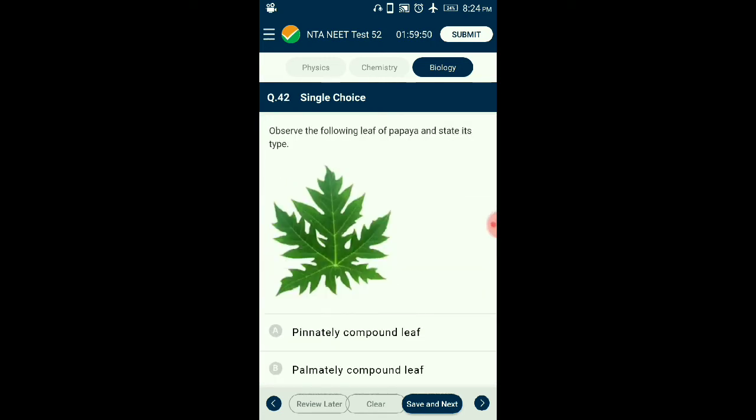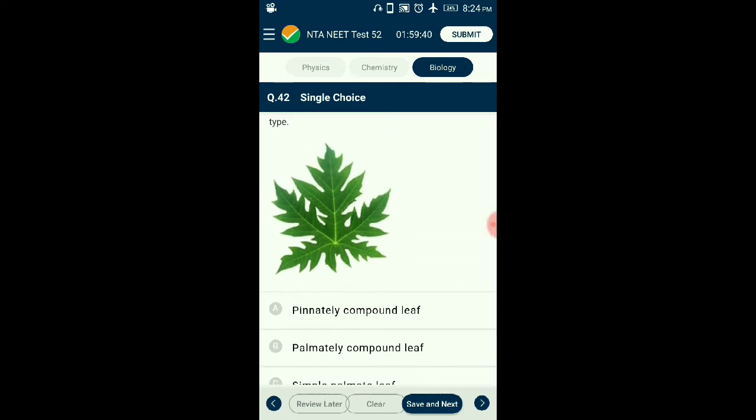Question number 42. Observe the following leaf, papaya, and state its type. A leaf is said to be simple when its lamina is entire or when incised, the incisions do not touch the midrib. In this leaf, the incisions do not reach the midrib, so it is a simple palmate leaf. When the incisions of the lamina reach up to the midrib, breaking it into a number of leaflets, the leaf is called compound. The compound leaves may be of two types.